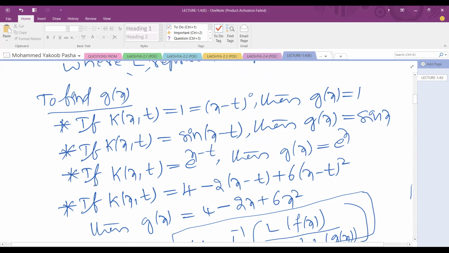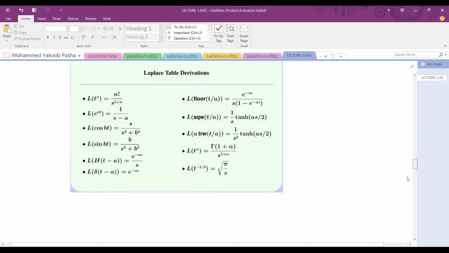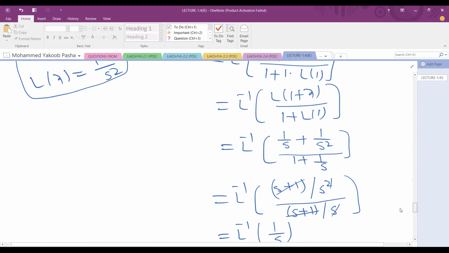One more step you can write here. If k of x comma t is equal to x minus t, in this case, what is g of x? X only. Only the function of x. We have to take the function of x. So here, is it clear, madam?